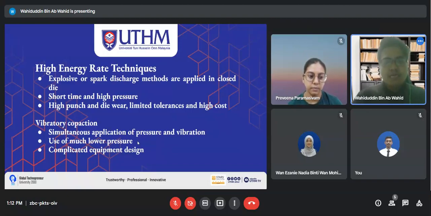The next method is vibratory compaction. It is a simultaneous application of pressure and vibration, which uses much lower pressure, and it also uses a complicated equipment design.